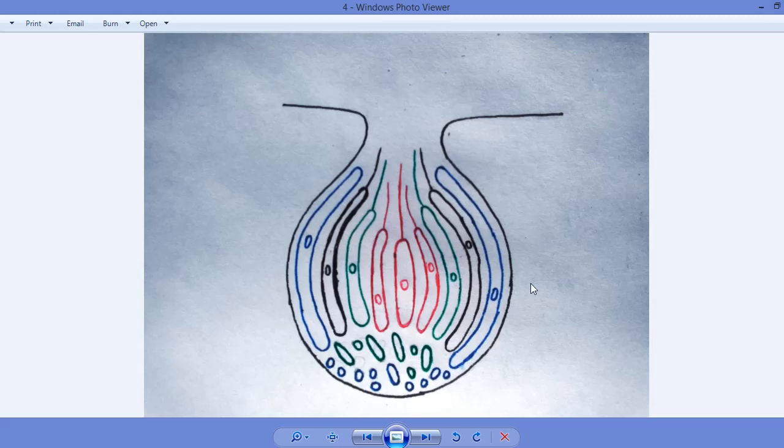This is a taste bud. You can see that this taste bud contains a large number of cells. The shape of the taste bud is just like a bulb. This is having bulb shape.